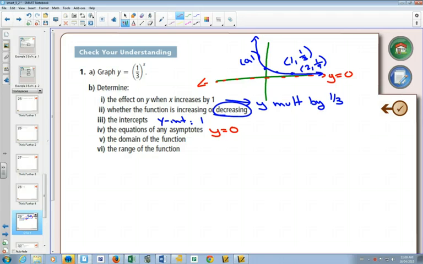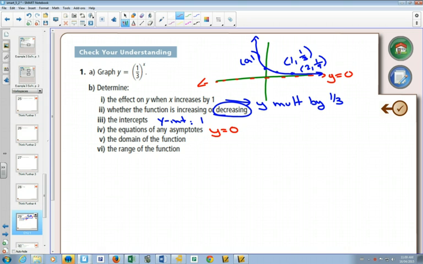y equals 0. Some students wonder, since it's swooping up, is there a vertical asymptote? No, because the only time you would have a vertical asymptote is if there was an x value that would be a non-permissible value. And you can put any x you'd like in for an exponent, positive or negative number, no matter how big or how small.